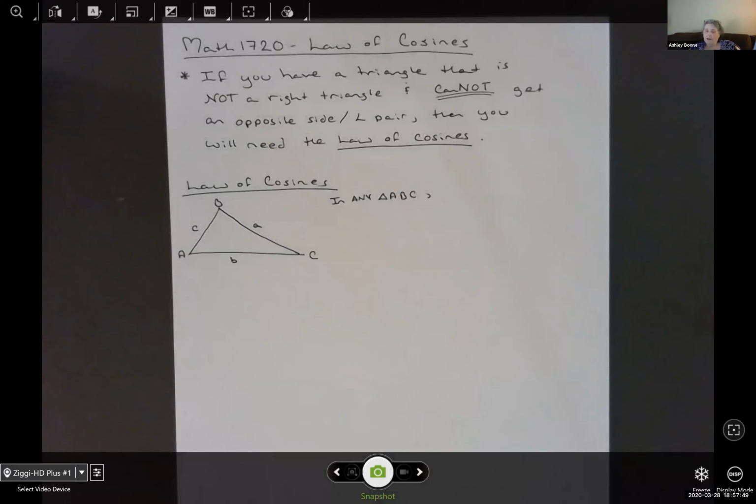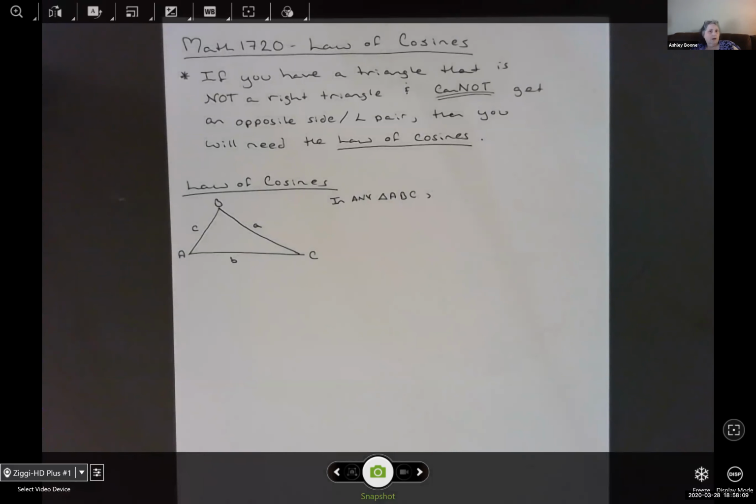Let's continue talking about solving triangles, or finding missing sides or missing angles of triangles. Now, things that we've looked at so far. Again, we've used right triangles. So we know if we have a right triangle, we could use trig ratios, we could use the Pythagorean theorem, lots of nice things we can use there.